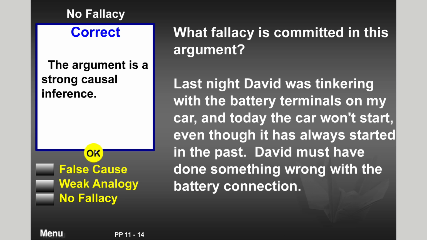There's a strong causal inference here. The car has always started. David was tinkering with them. Right? This would be the first thing you would think.